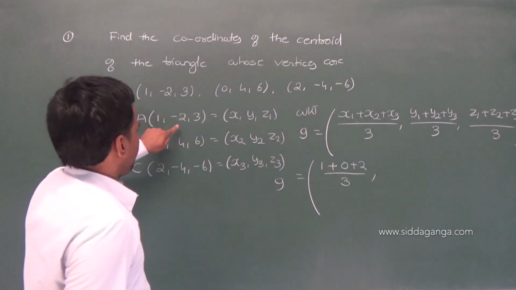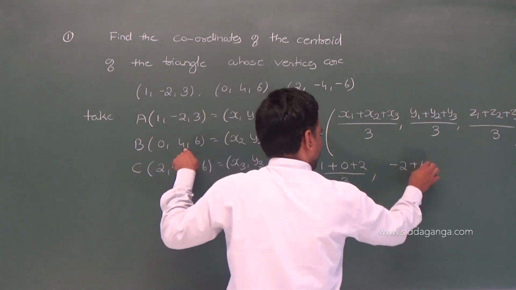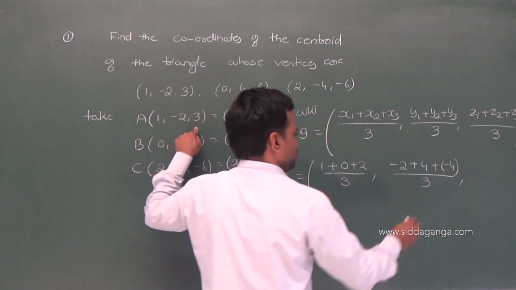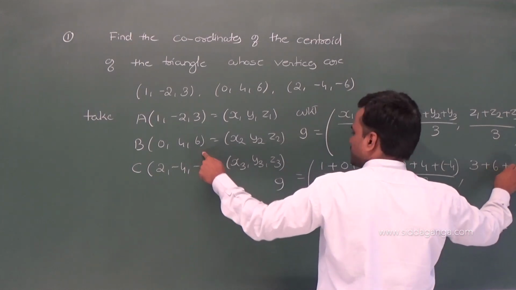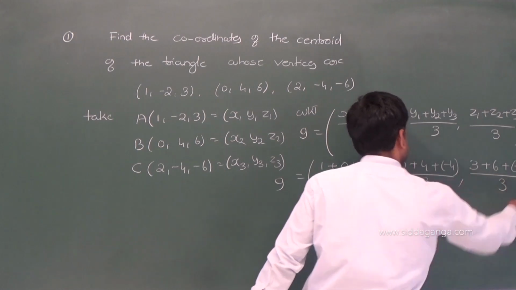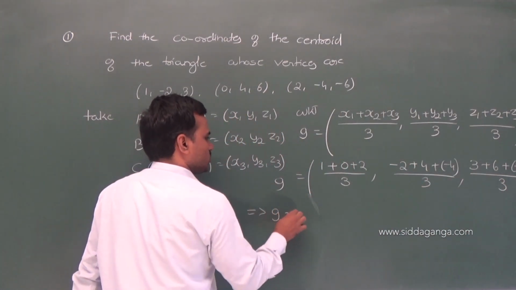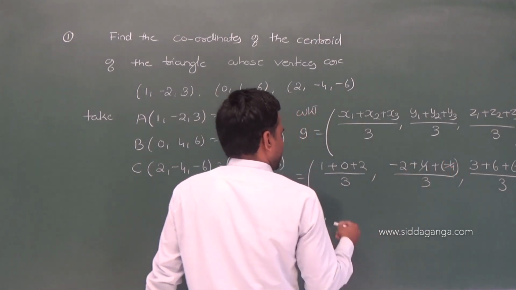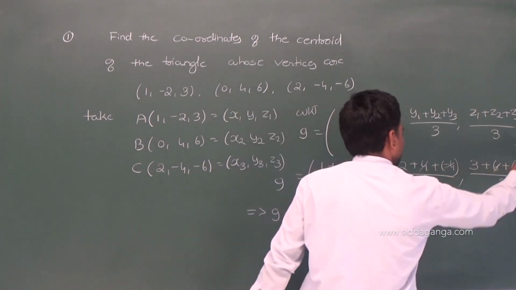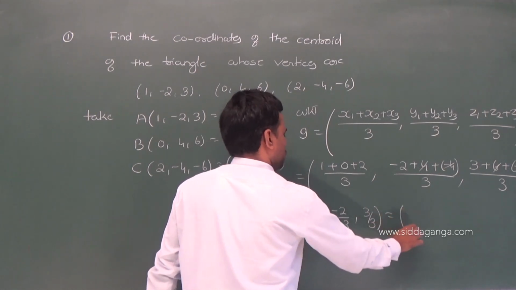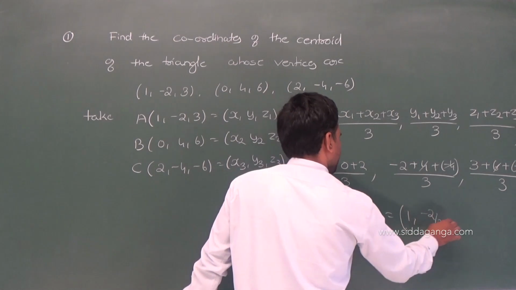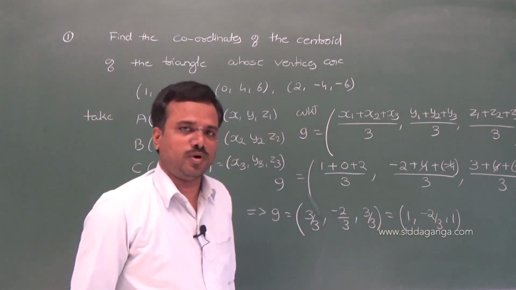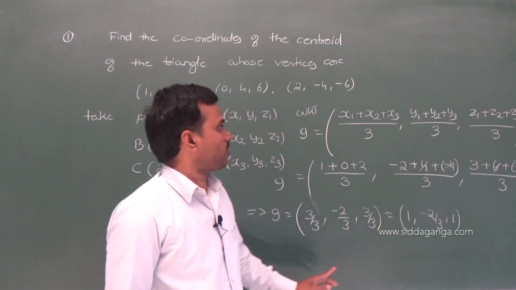The x coordinate is over. Y coordinate: minus 2 plus 4 plus minus 4, divided by 3. Z coordinate: 3 plus 6 plus minus 6, divided by 3. Solve it: G is equal to 1 plus 2, 3 by 3, first one. Minus 4 plus 4 get cancelled, minus 2 by 3. Plus 6 minus 6 get cancelled, 3 by 3, which is 1. So the coordinates of the centroid for the given vertices are 1, minus 2 by 3, and 1. Understand? Here it is very important. We solve another type of problem regarding this formula.